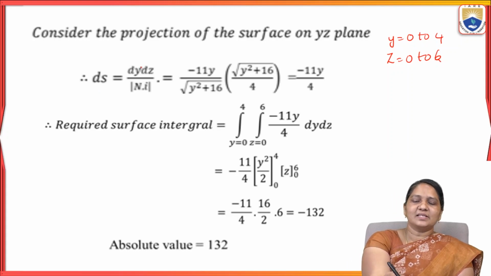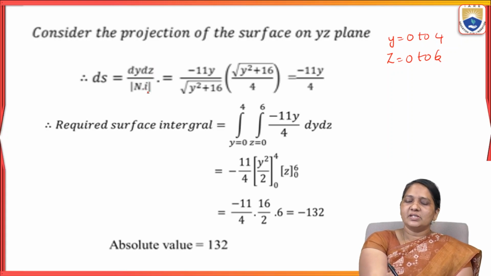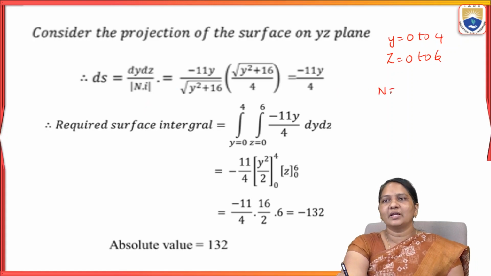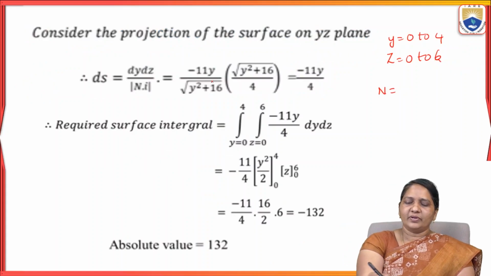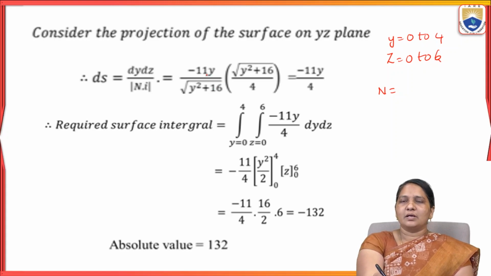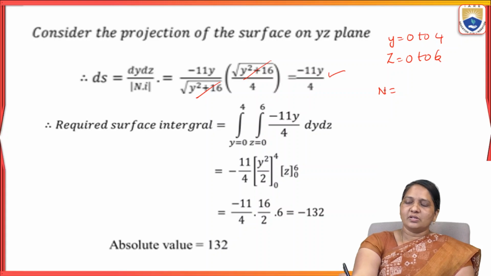So dS equal to dy dz by n dot i. What is dy dz? Dy dz we are going to calculate now, by dy dz into n dot i. Already I know the n value. What is the n value? Just now I calculated, that is minus 4i plus yj by square root of y square plus 16. So based on that we are writing here, n dot i value is minus 4 by square root of y square plus 16. Finally I got minus 11 by y. So this is the value of dS.